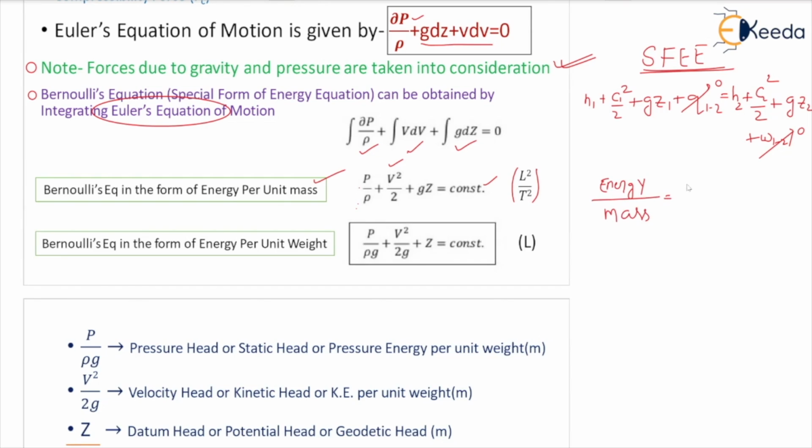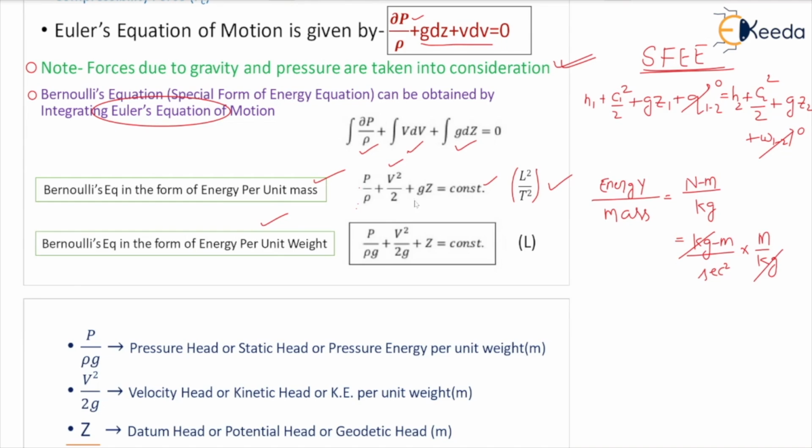So what is energy? Energy is joule. Joule is Newton meter, and mass is kg. If we expand the Newton, that is kg meter per second square into meter by kg. This kg gets cancelled. What is remaining? Meter square per second square. So definitely this dimension is correct, and that's why we write Bernoulli's equation in the form of energy per unit mass. But most of the time we use Bernoulli's equation in the form of energy per unit weight. How can we get this?